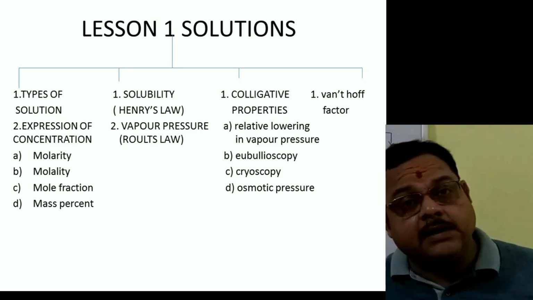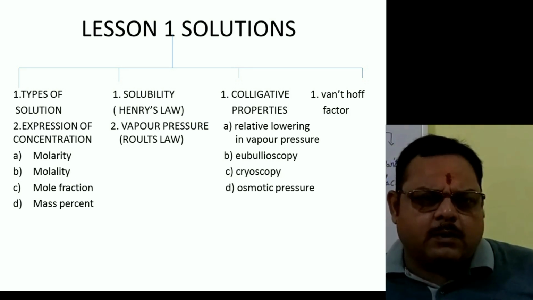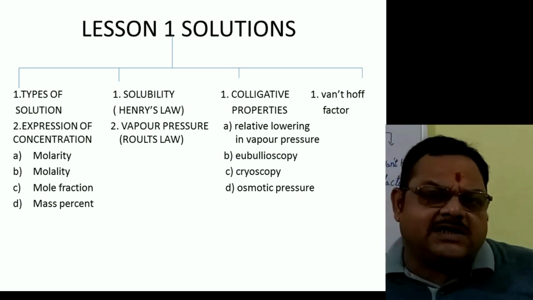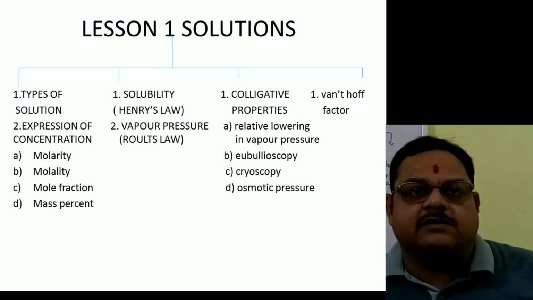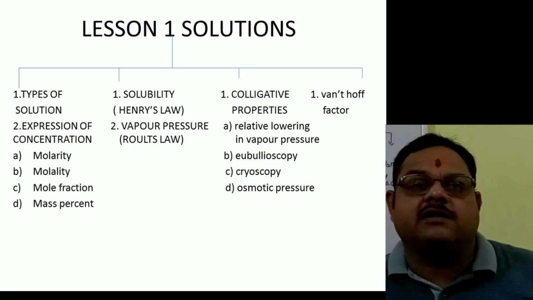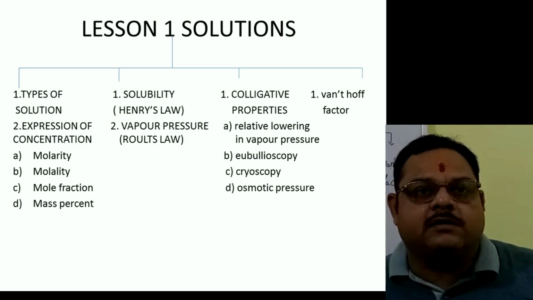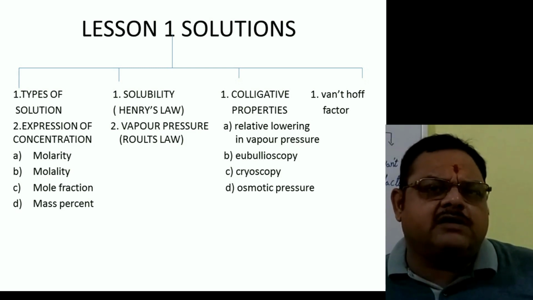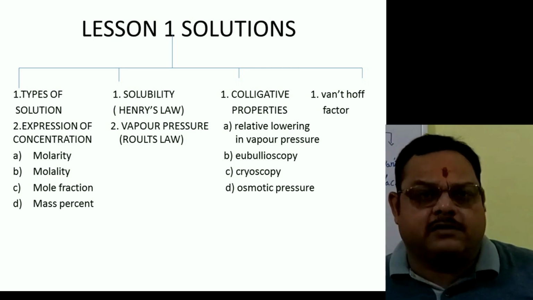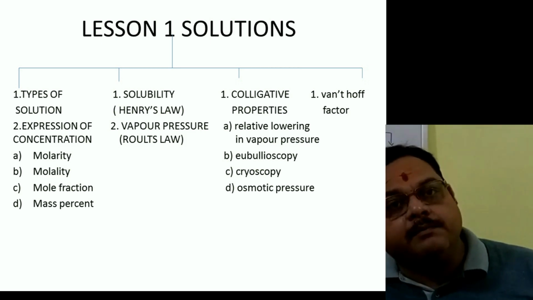The second part, that is concentration. Now, unless it is stated what amount of solute is present in what amount of solution, a solution cannot be completely expressed. And that is why we need to express the concentration. Now, this part is nothing but a recap from class 11th. So, just have a quick recap.